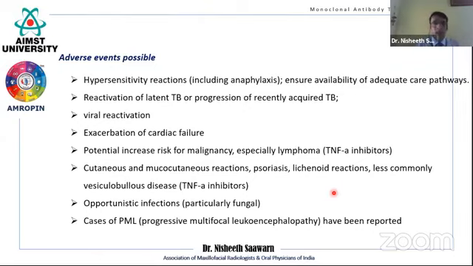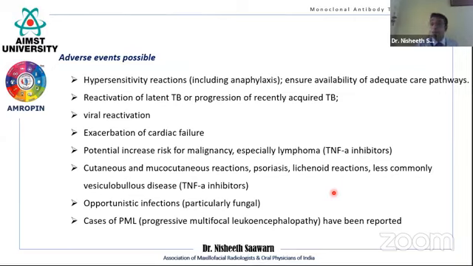Okay, there is a risk of malignancy, especially lymphomas. I have already discussed them, the concept of malignancy and what the controversy is there. There may be cutaneous and mucocutaneous reactions, including lichenoid reactions, and some vascular diseases like erythema multiforme and Stevens-Johnson syndrome.